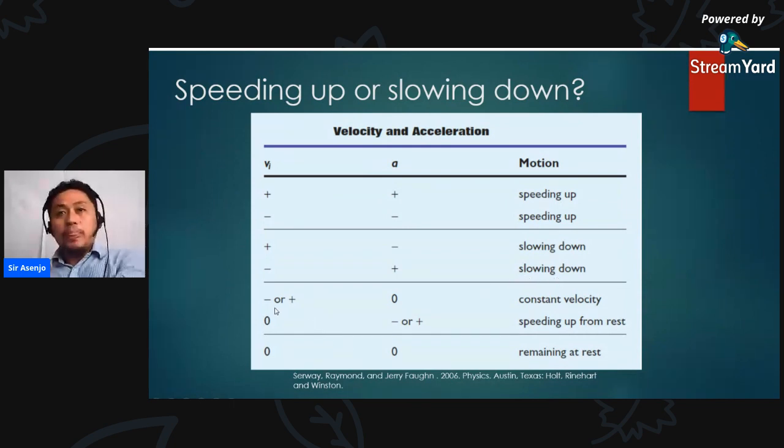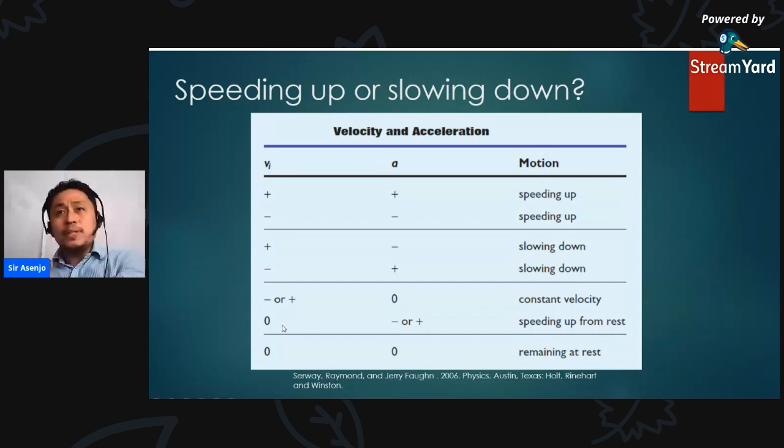What if the initial velocity is negative or positive, but the acceleration is zero? What does it mean for the motion? It means the motion is constant in velocity. We have constant velocity as long as it does not accelerate, because the acceleration is zero, therefore the velocity is constant.